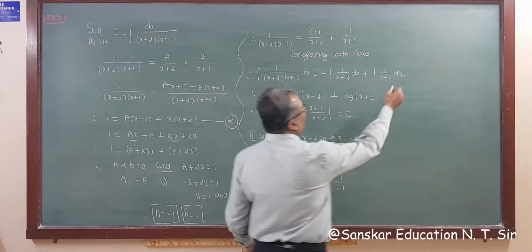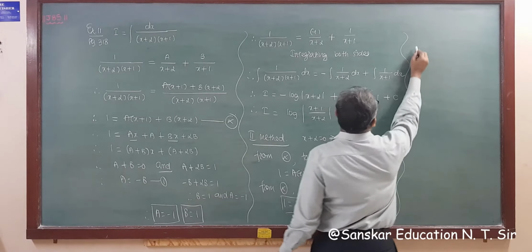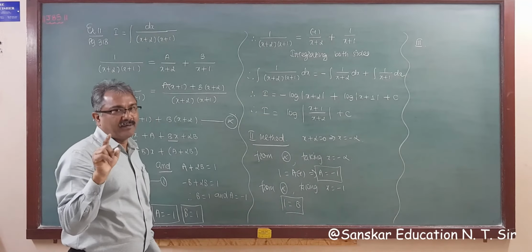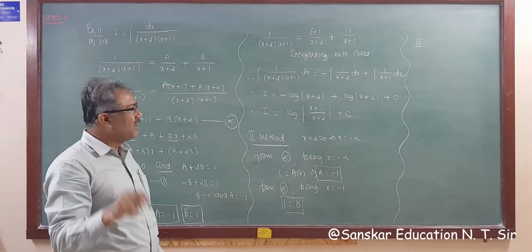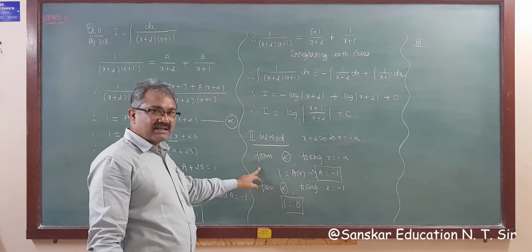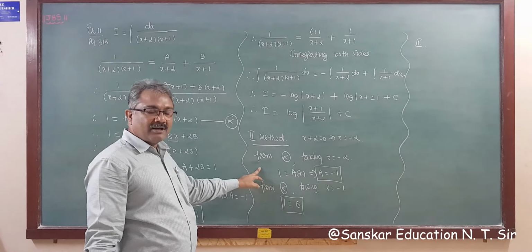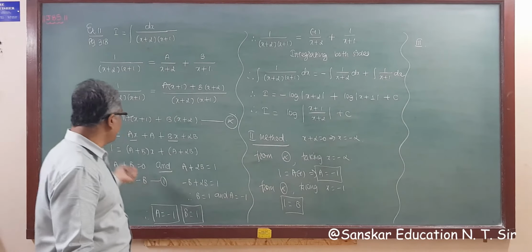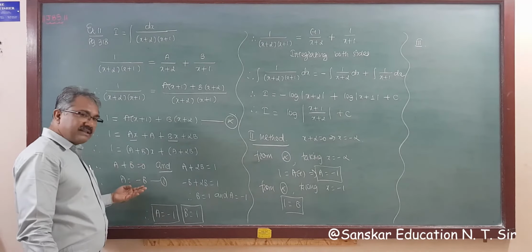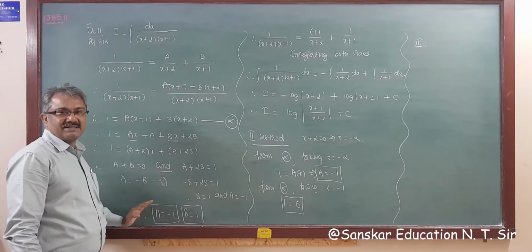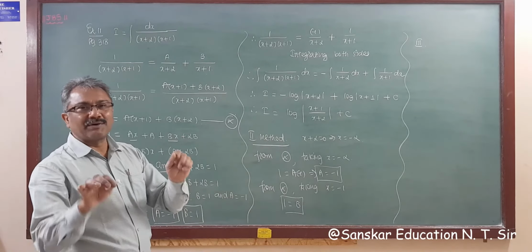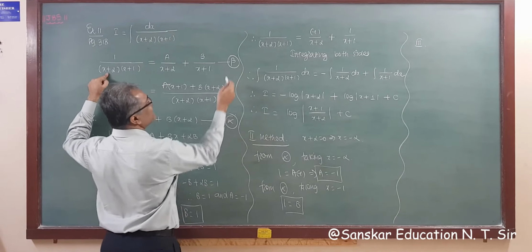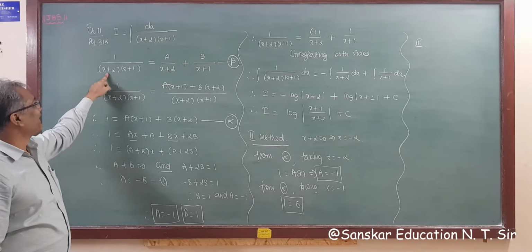Another method to find the constants. Remember this: when it is given a linear root, this method is applicable, but if it is a quadratic, you are not able to apply this method. For quadratic, you have to go for the other method compulsorily. That's why I am showing this method also. Now the third method, without writing any step, from here, from beta.